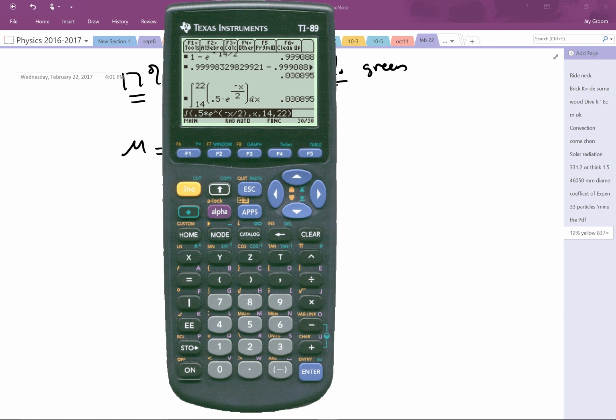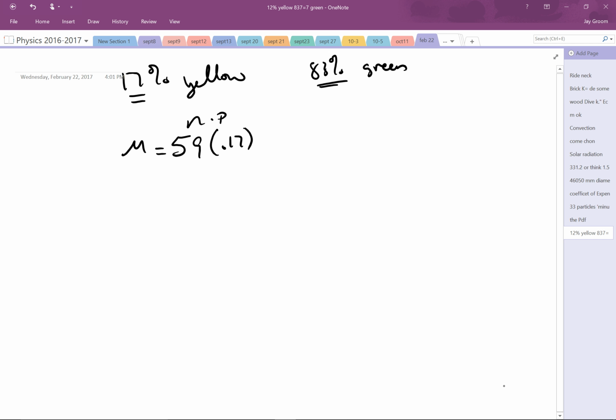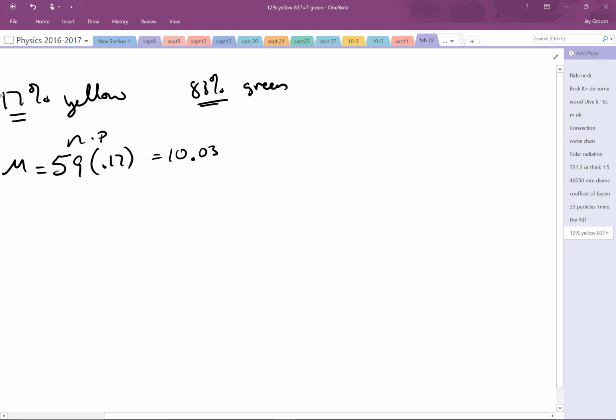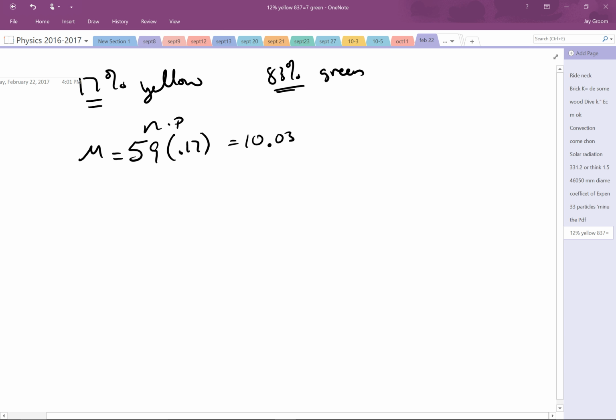And so 59 times 0.17, so about 10.03 eggs we would expect to be yellow. And the rest of them, of course, we'd expect to be green. Now, I didn't ask us for that, but I'm just telling you. So it would be like basically 49 of them I'd expect to be green, okay?